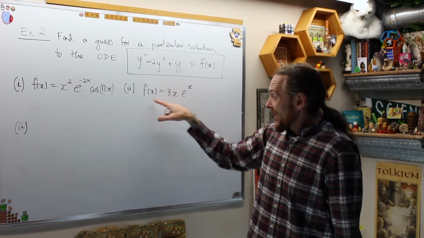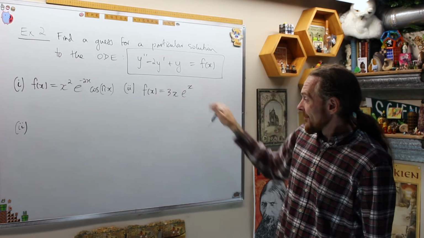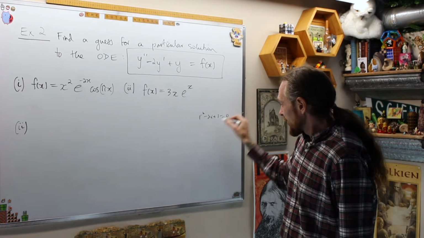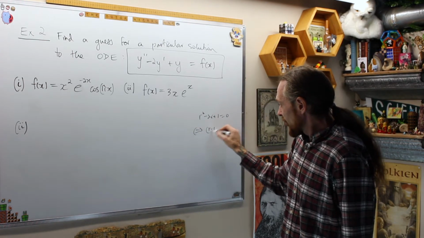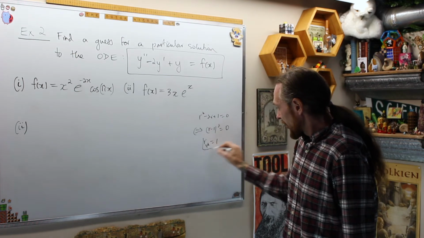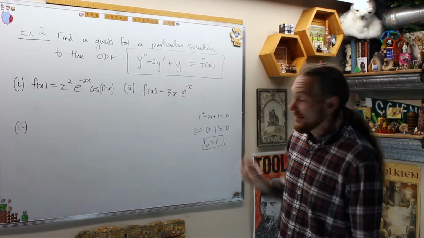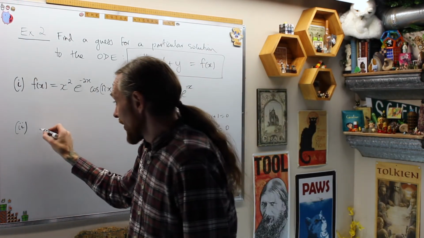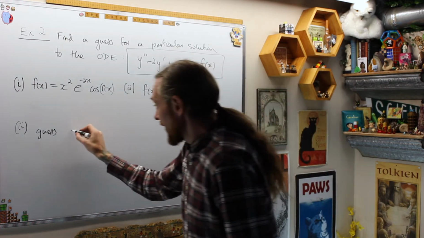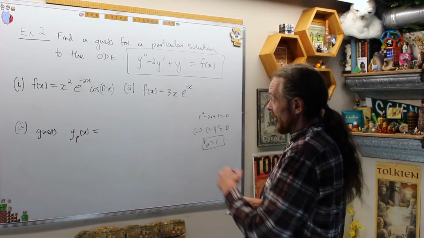For the second one, we have f of x is 3x, a polynomial, times e to the x. But we just saw r squared minus 2r plus 1 equals 0 if and only if r minus 1 squared equals 0. So r1,2 is 1. We have a double real root, which is 1, and this is e to the 1x. Therefore, because it was a double real root, our guess is going to be y particular of x. First of all, everyone forgets, so don't do that.